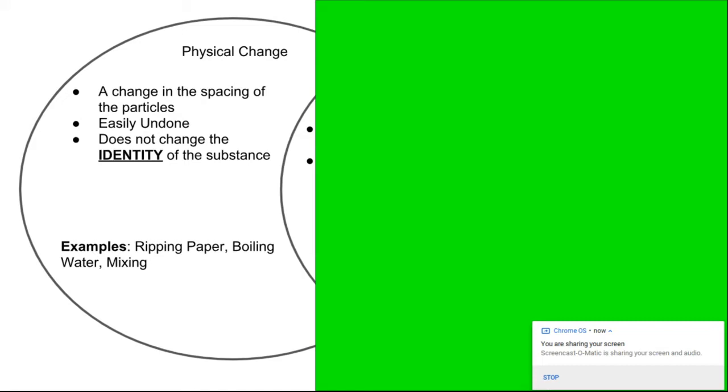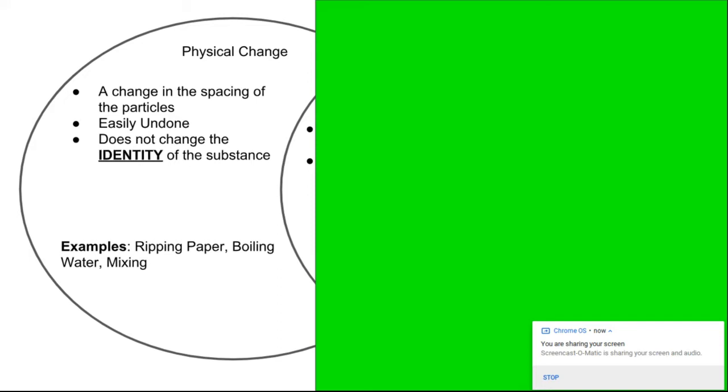So for example, if I ripped a piece of paper, would that change what the object is? No, the object is still paper, but now I've just ripped it into two halves. Or if I boil water, if I take water and start boiling it and it goes into steam, it becomes a gas. Well, it's just gone through a phase change. It's gone from a liquid to a gas. But if I look down at the particles, they're still H2O molecules. They're still water.